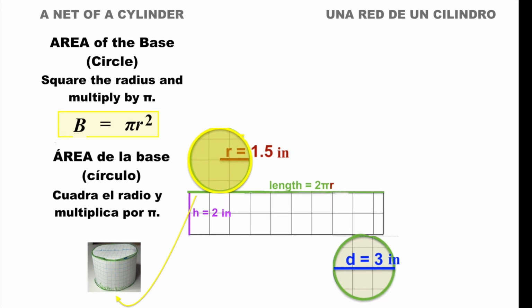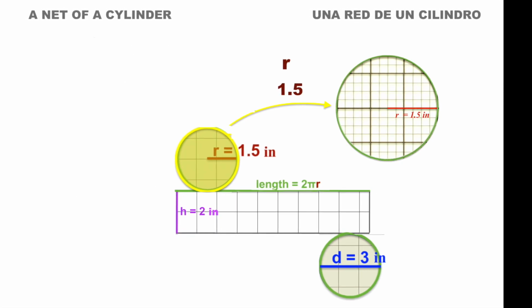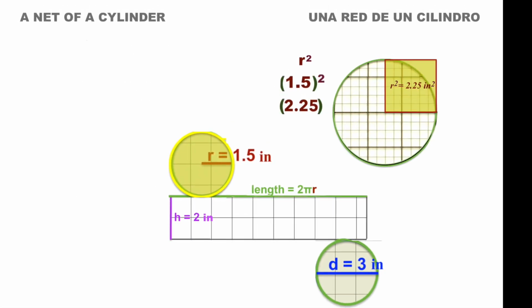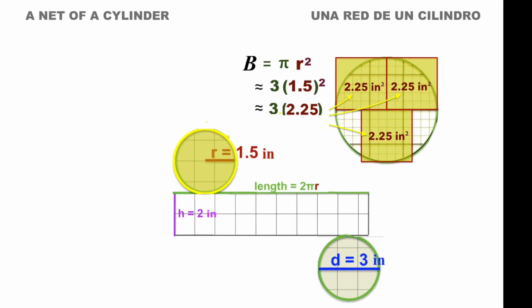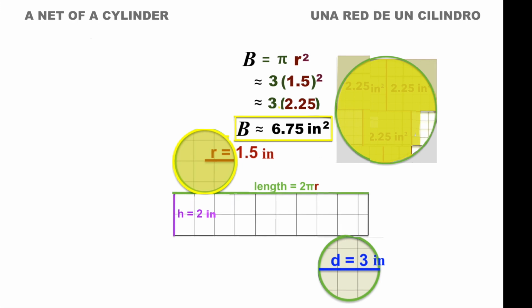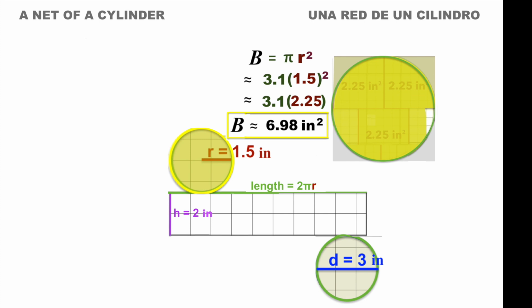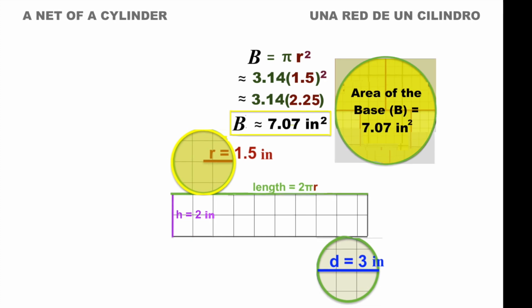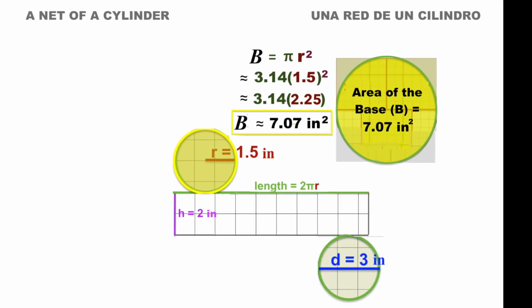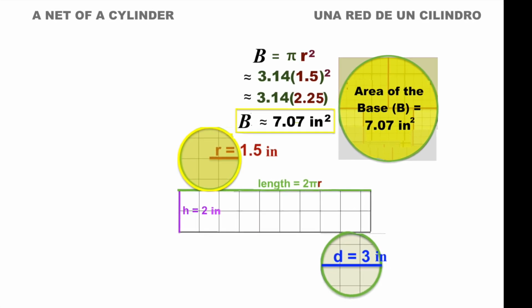The area of the base is pi r squared. The radius measures 1 5/10. The radius squared is 2 25/100. 3 times r squared is 6 75/100 square inches. 3 1/10 times r squared is 6 98/100 square inches. However, 3 14/100 times r squared is equal to 7 7/100 square inches.